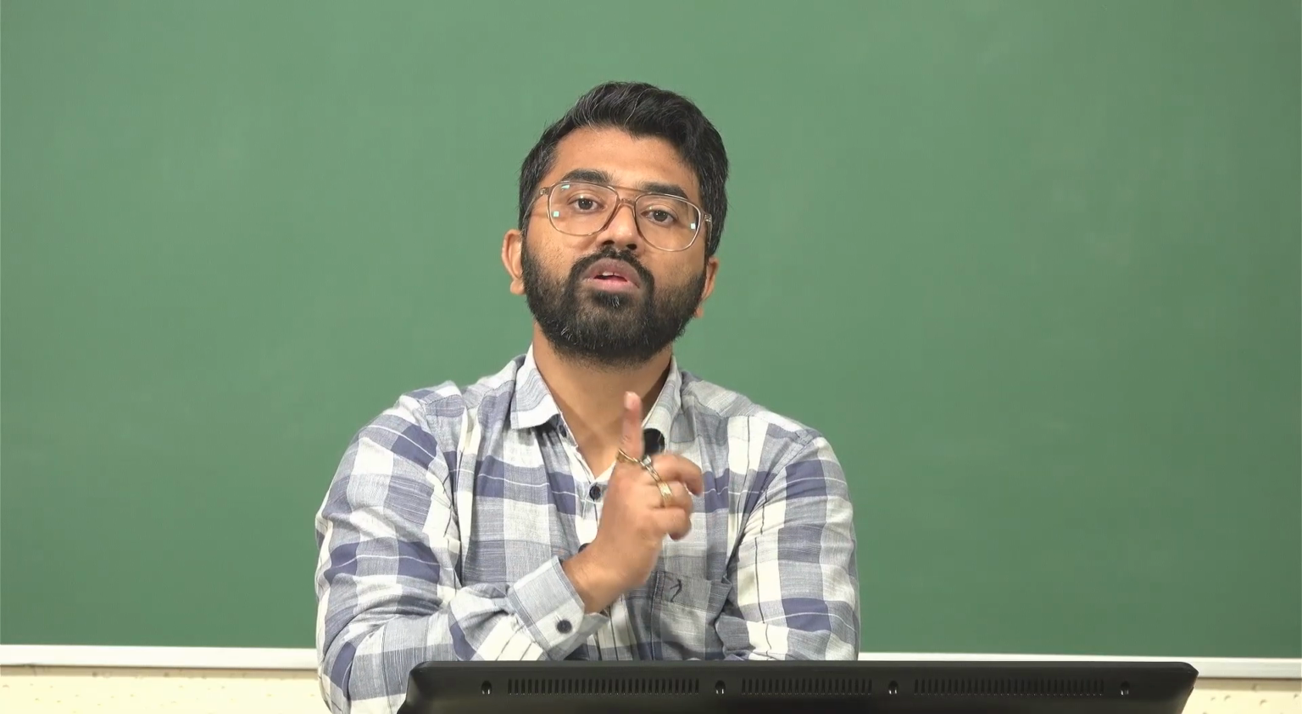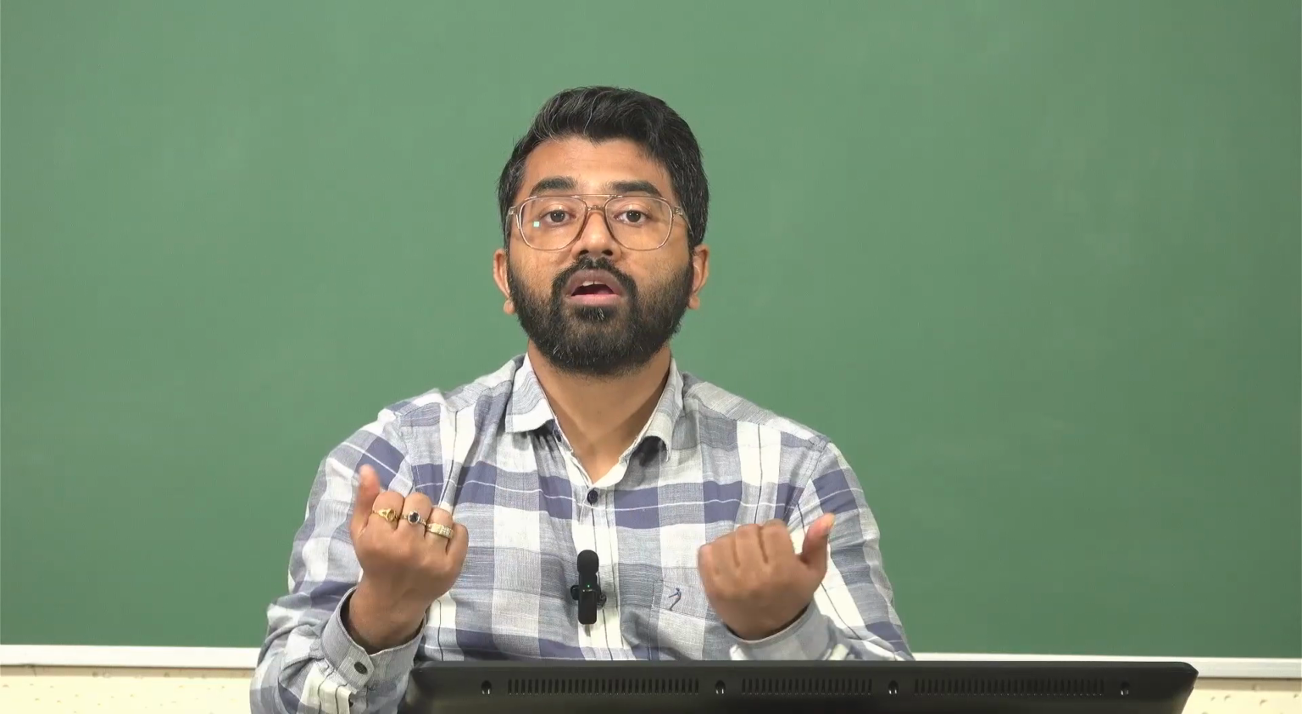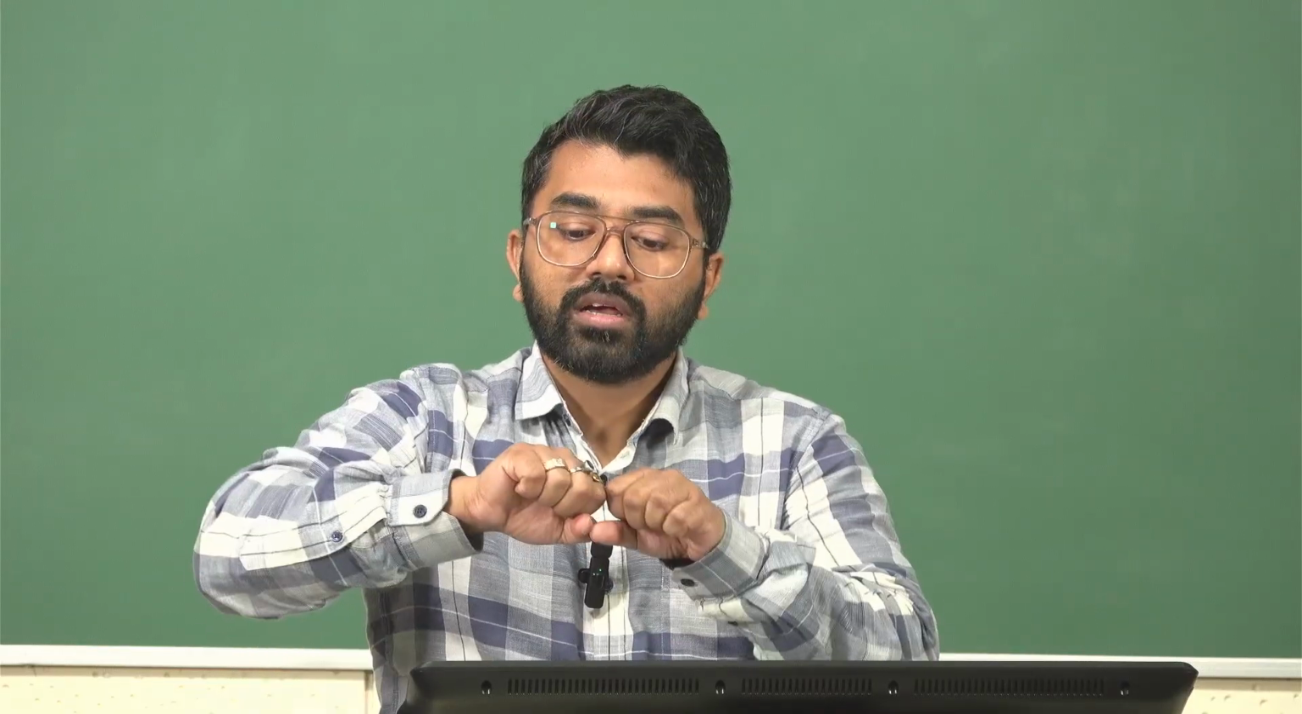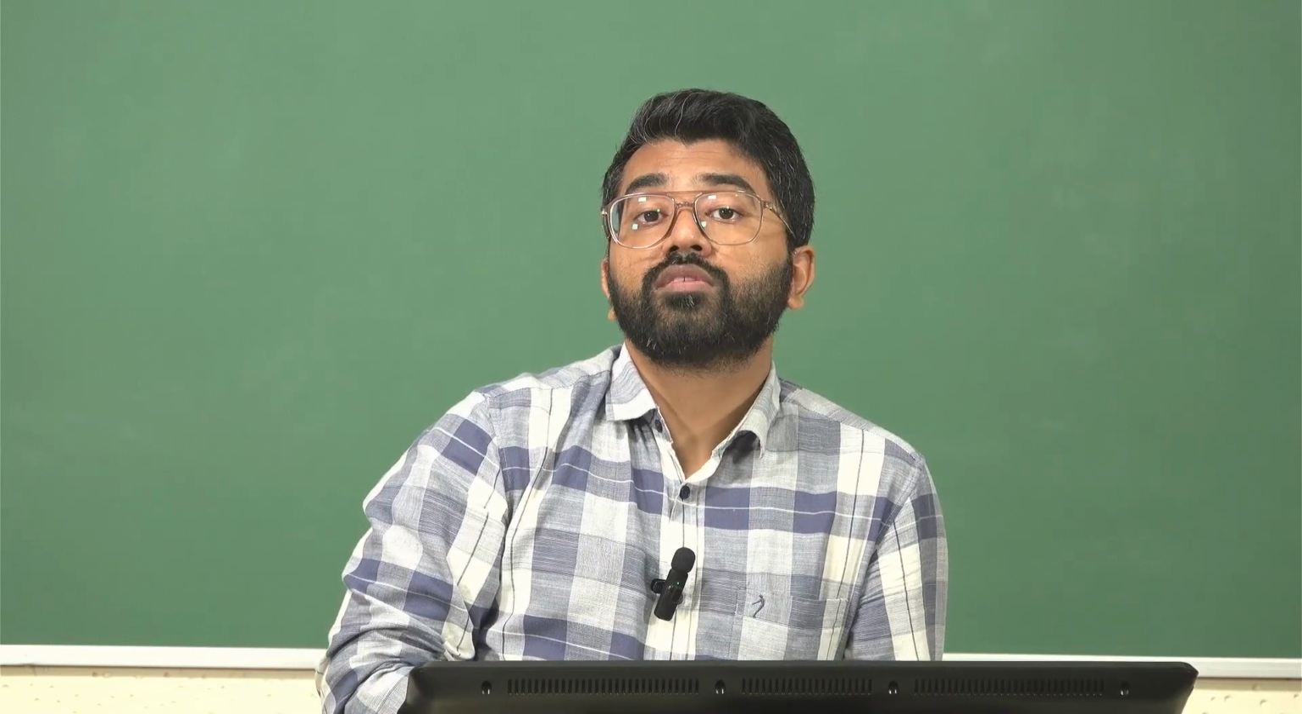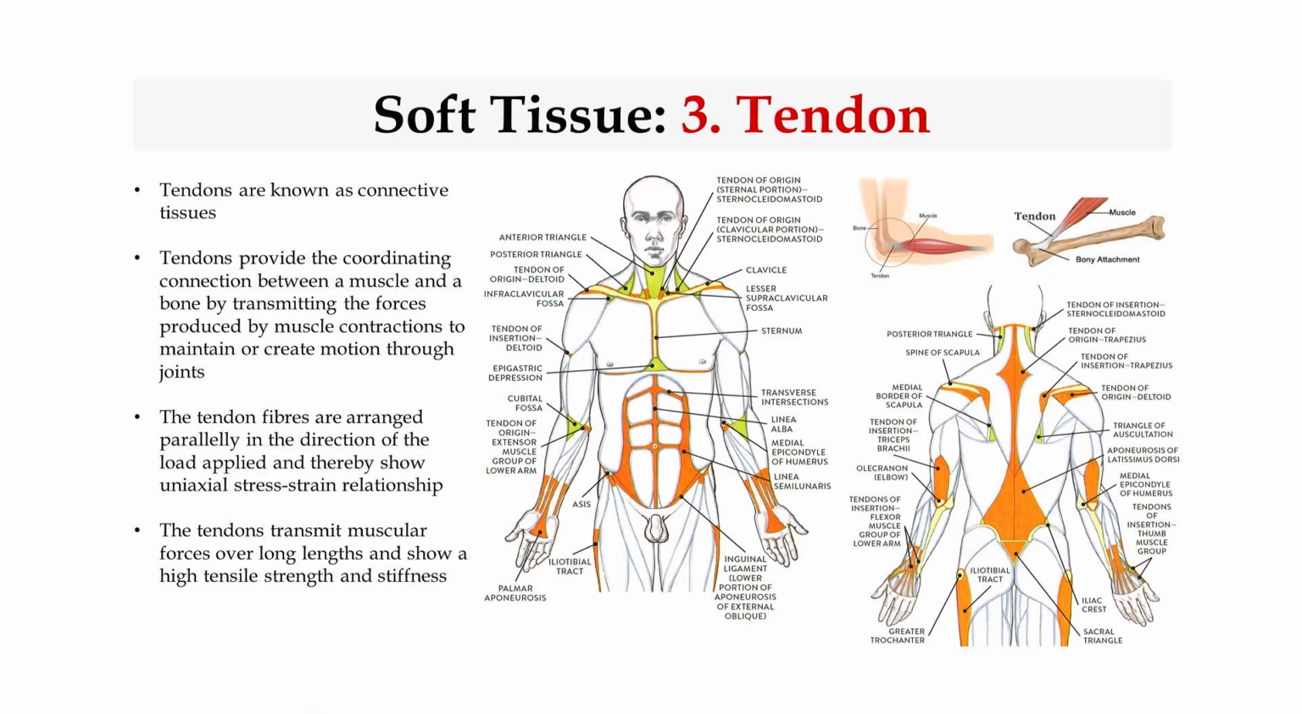Whenever the fibers are oriented towards the direction of the load, fibers are typically the harder or the stronger part, right? That will allow a larger strength with that particular part, and tendons are typically of much higher strength than any other soft tissue, right? Then the next part is the tendons transmit muscular forces over long lengths sometimes and show a high tensile strength and stiffness, right? So this is a very common aspect of tendons.